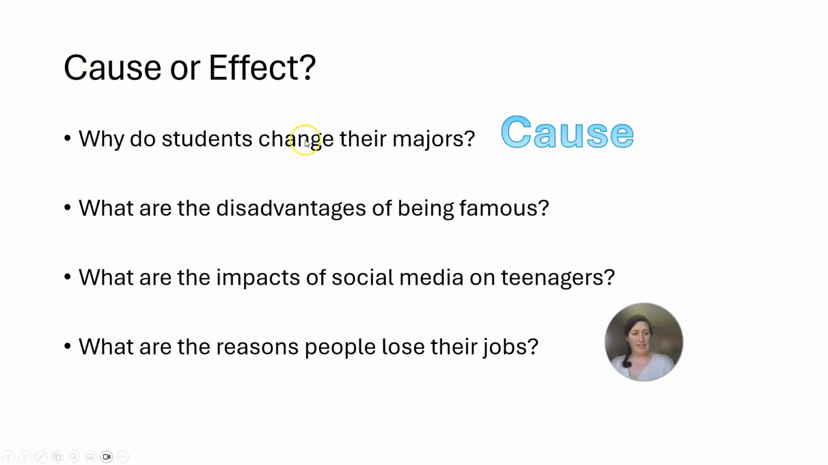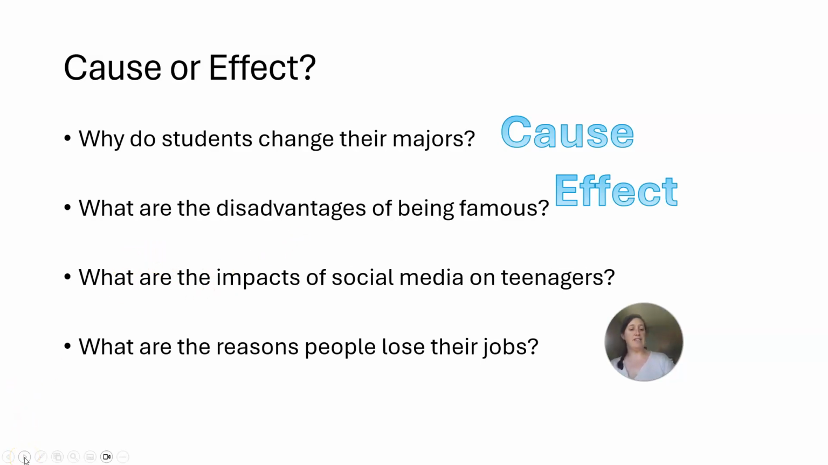Second example, what are the disadvantages of being famous? Hopefully you said this was an effect topic. This is an effect topic that focuses on negative effects. Usually we can say positive or negative effects, but if the topic is like this and says disadvantages, you will only write about the negative results of being famous.